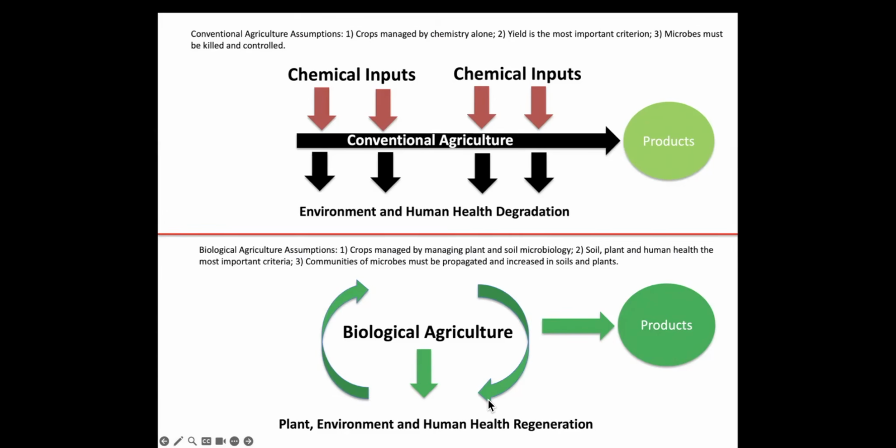We don't have fertilizers. We don't have things that are degrading microbes on seeds, for example, and in soils. And the plant products that are produced are richer in nutrient density. That's the other thing. Biological agriculture is growing plants with microbiology, and it's good for the environment. It's not bad for the environment.